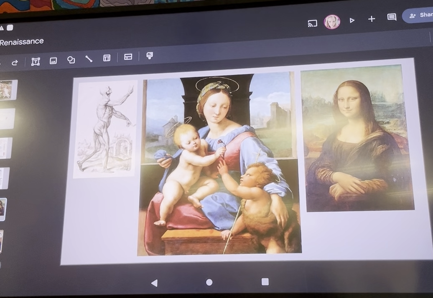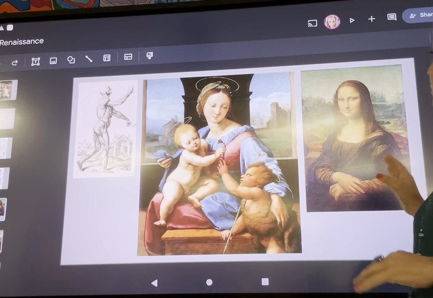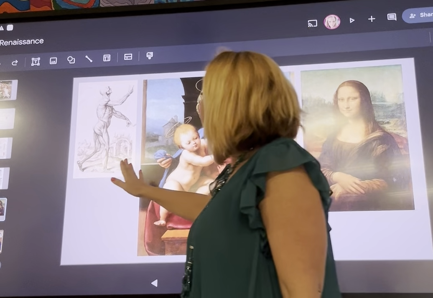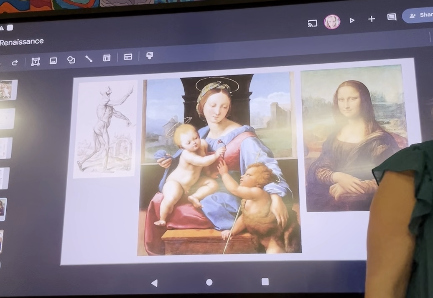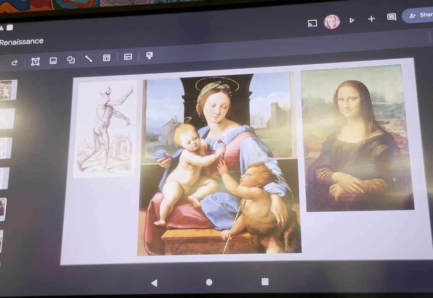So now that you know a little bit more about Leonardo, I'm going to talk to you about his artwork. He was very interested in the human figure, and he has hundreds of sketchbooks that show his interest in human dissection and even animal dissection.